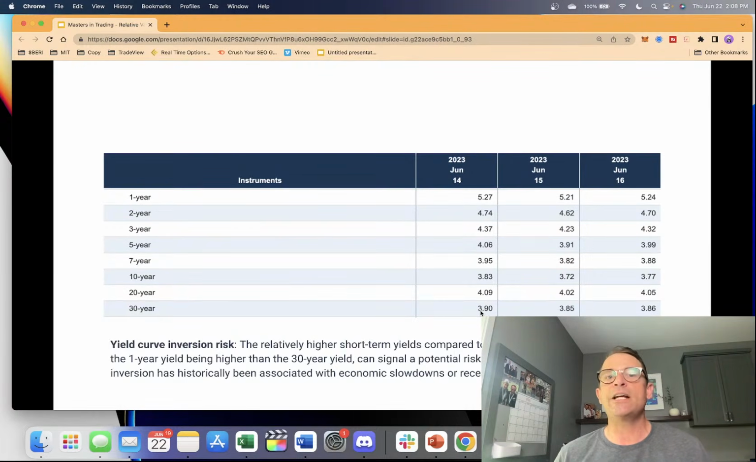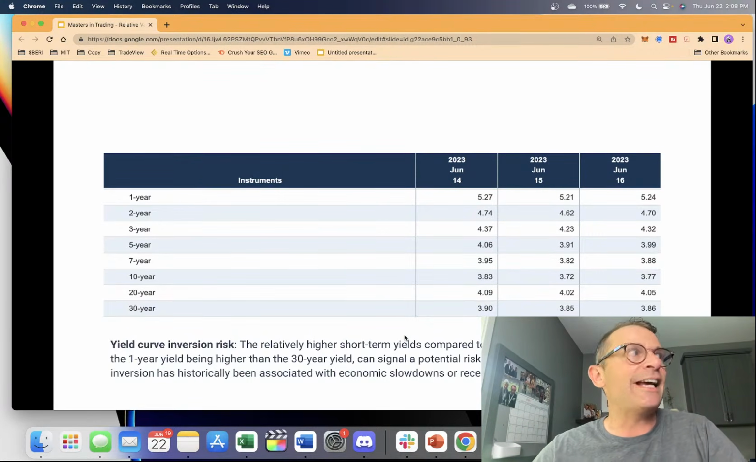Does that mean that we're going to end up in recession? Probably. No, but in the past it certainly has. So the odds are, things are going to be a little unsettling.